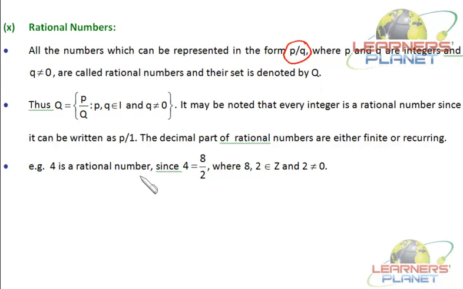Okay, let's take one example. Now we see here 4. 4 is a rational number because it can be written as 8 by 2. So all the numbers which can be written in p by q form are rational numbers. Now if these sorts of numbers are rational numbers, then what are the numbers which are non-rational? These numbers are called irrational numbers. We'll be discussing irrational numbers later on in this session.